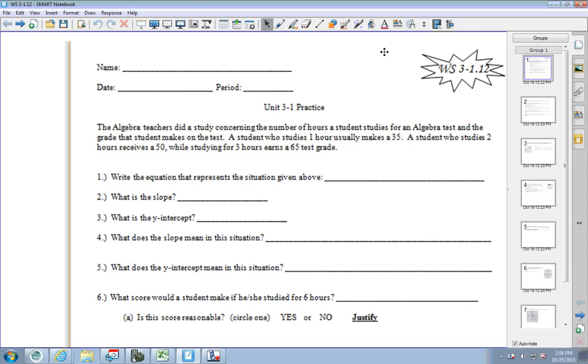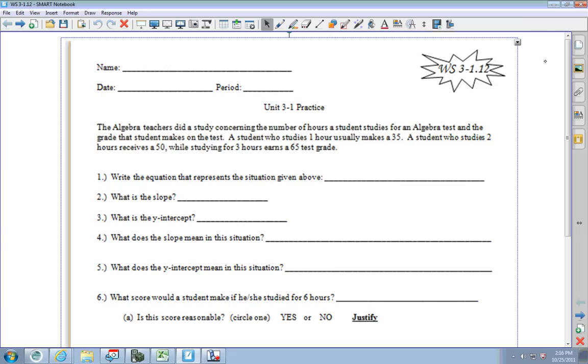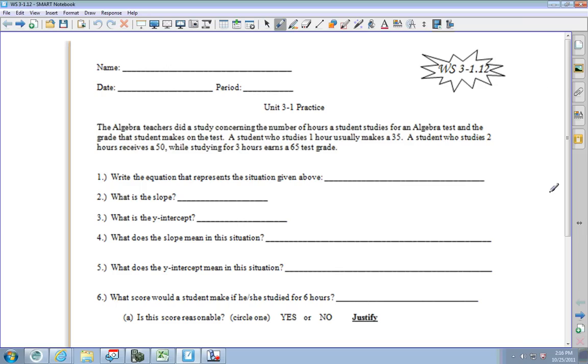Okay, well, the first thing we would want to do is build a table because it's giving us our information that we need to fill in. It says that if you study 1 hour, you make a 35. 2 hours, you make a 50. 3 hours, they came up that you made a 65.